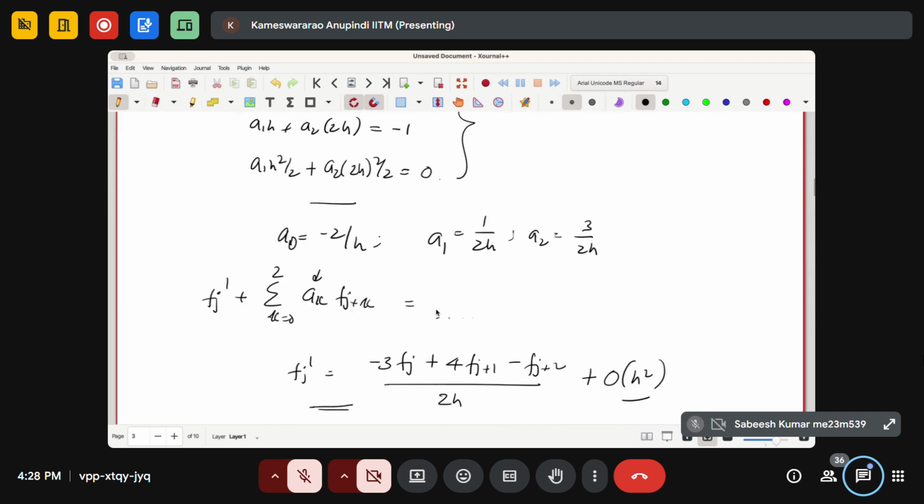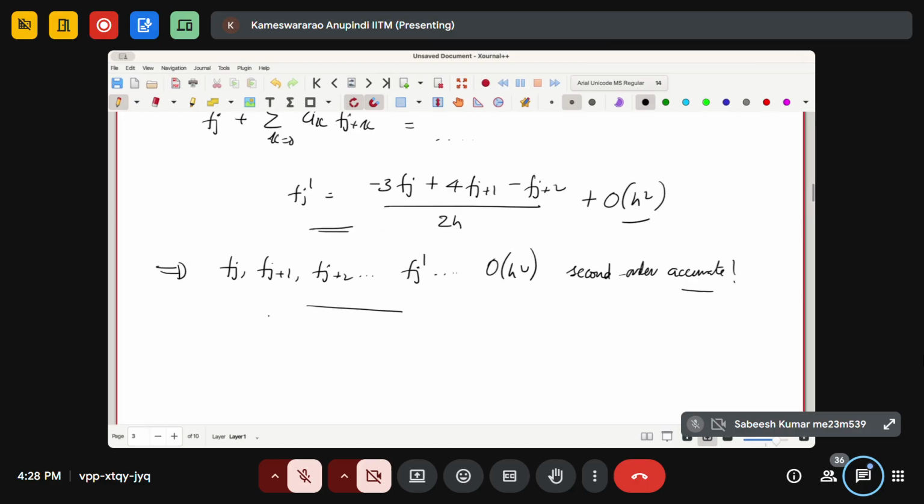So then we have also said, with this order of h square, this is also some kind of truncation error, because we are truncating this particular term. And we said that this particular scheme that we have derived is a forward difference scheme for the first derivative to second order accuracy.